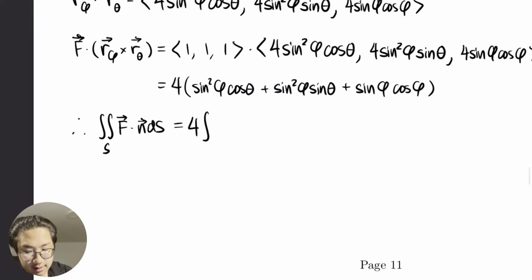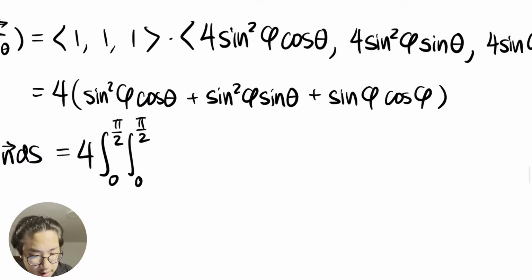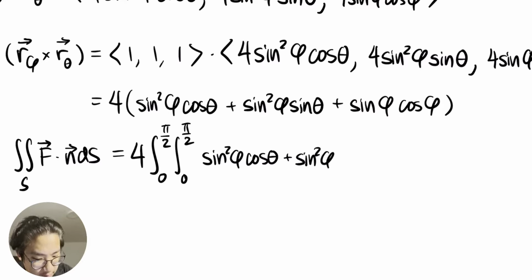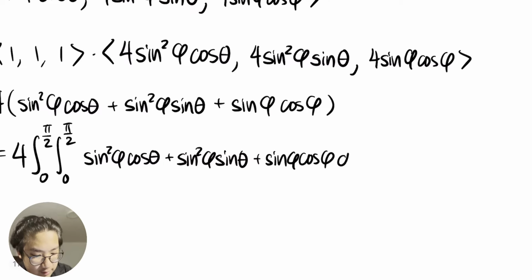So theta is on the outside. So 0, pi over 2, 0, pi over 2. And then our function right over here: sine squared phi cos theta plus sine squared phi sine theta plus sine phi and cos phi. And again, d rho, d phi, d theta. So d phi, d theta.